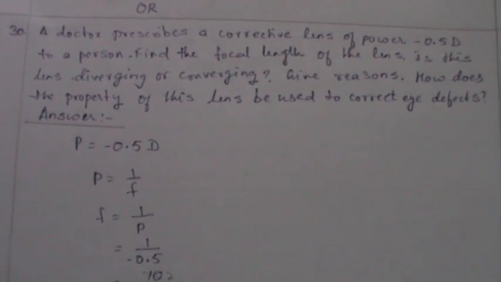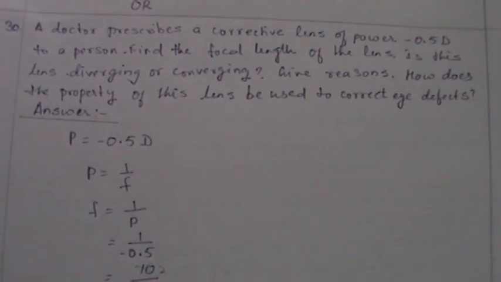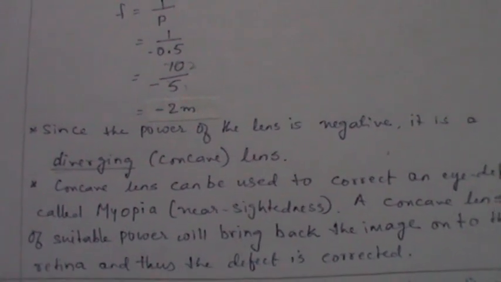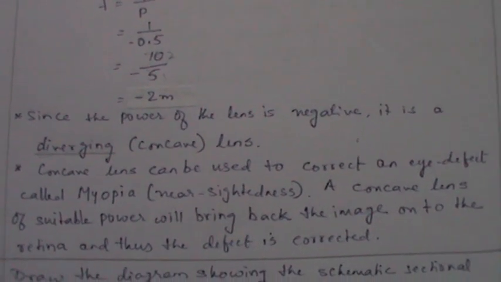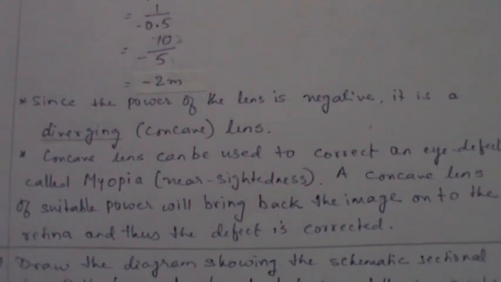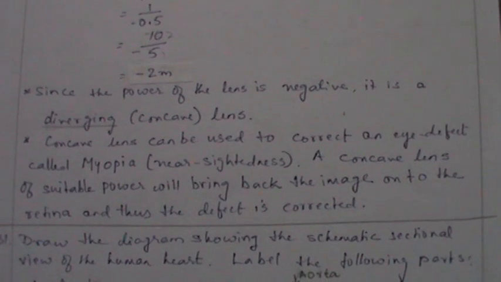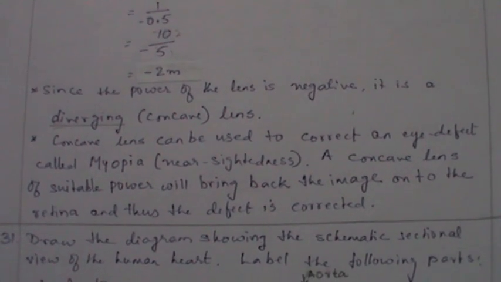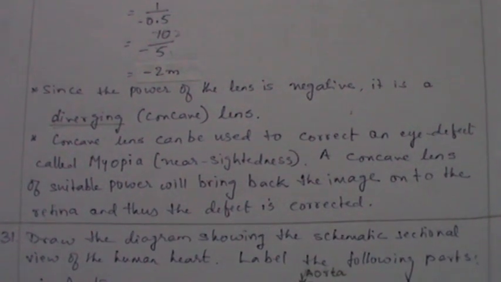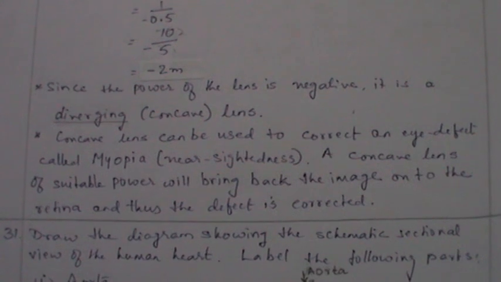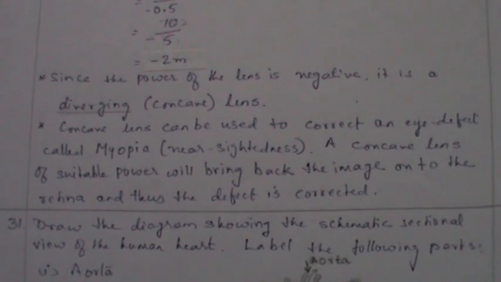Answer. P is equal to minus 0.5 D. P is equal to 1 upon f. Therefore, f is equal to minus 2 meter. Since the power of the lens is negative, it is a diverging or a concave lens. Now, concave lens can be used to correct an eye defect called myopia, that is nearsightedness. A concave lens of suitable power will bring back the image onto the retina and thus the defect is corrected.